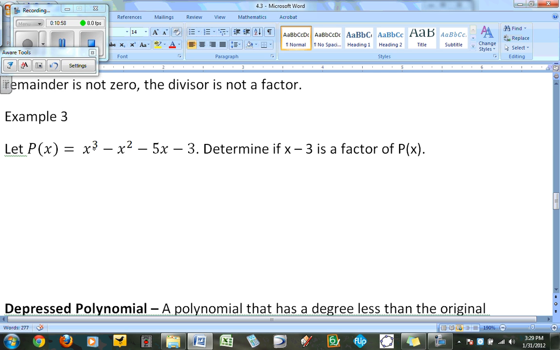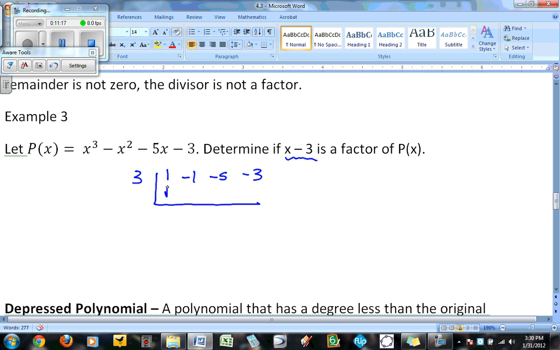So we have x cubed, x. We have all the terms. We don't have to fill in with any zeros. Let's write our box and fill in with our coefficients. So 1, -1, -5, -3. And what has to be outside is what's going to make this 0, which is going to be 3.